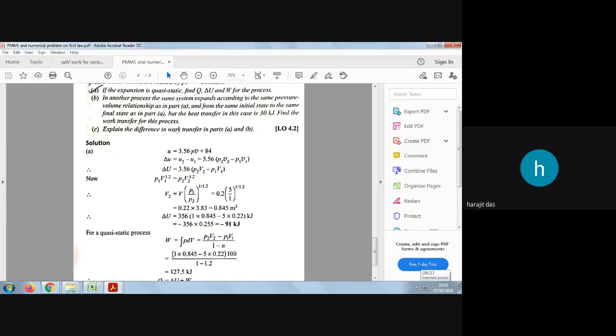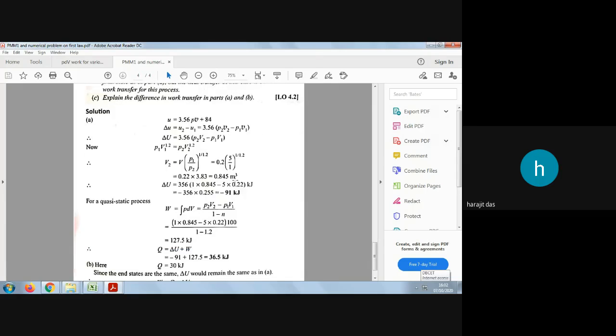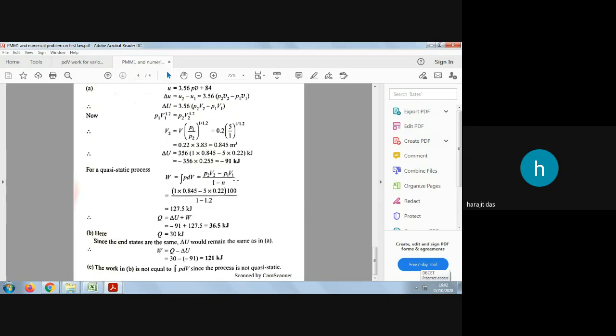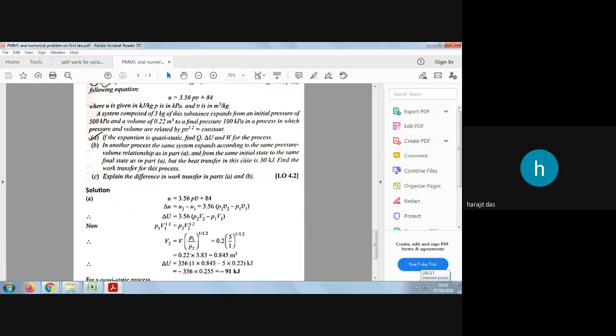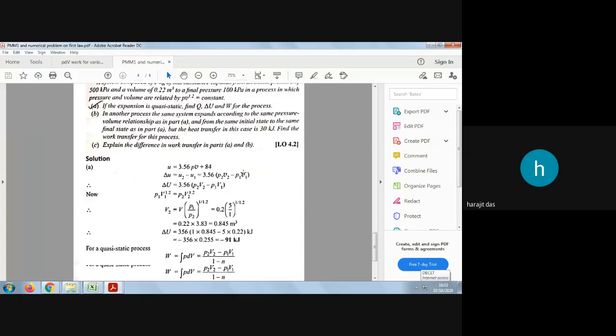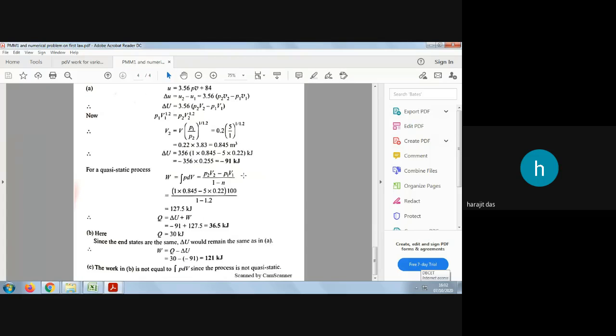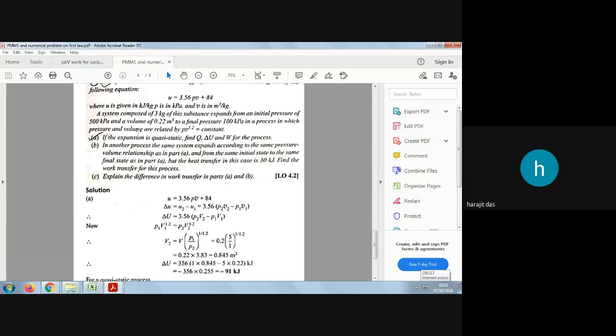Similarly, explain the difference in work transfer in parts A and B. In parts A and B, this integration of PdV will not be equal because this is not a quasi-static process. In B, this is not a quasi-static process.